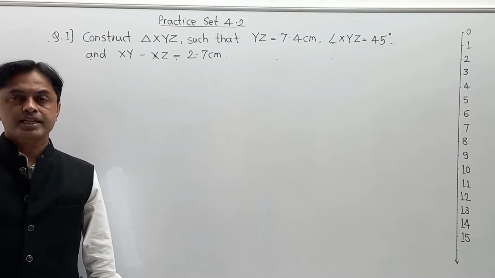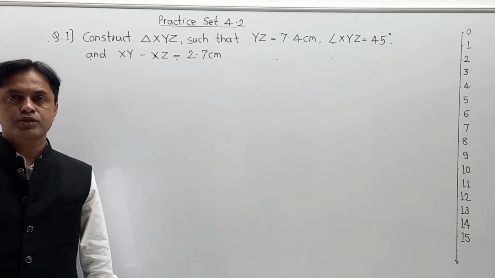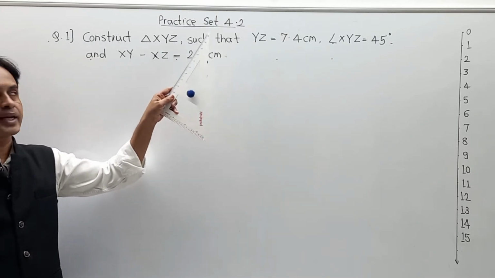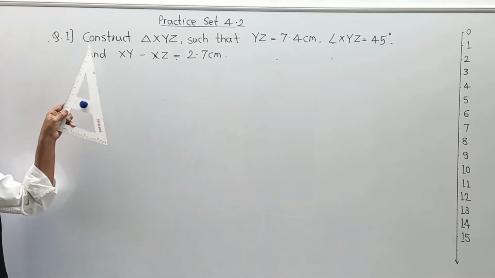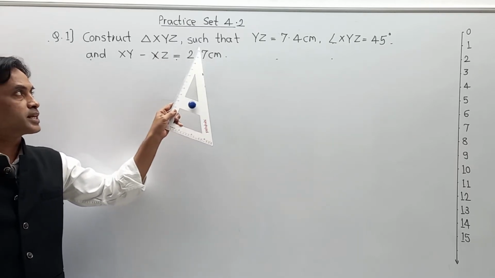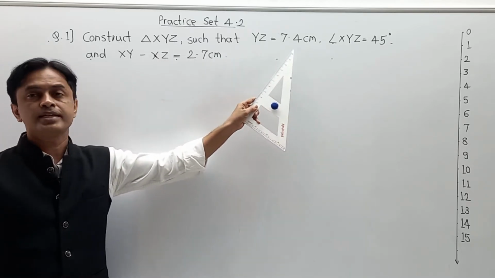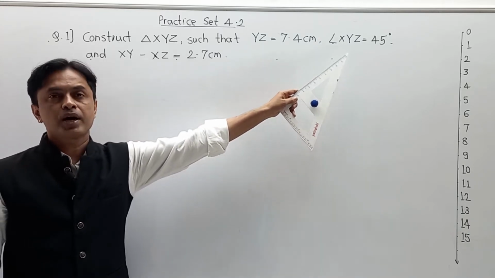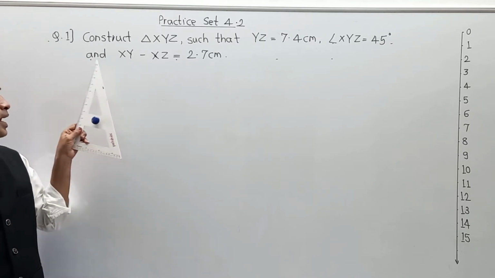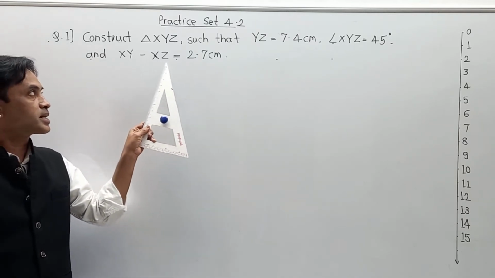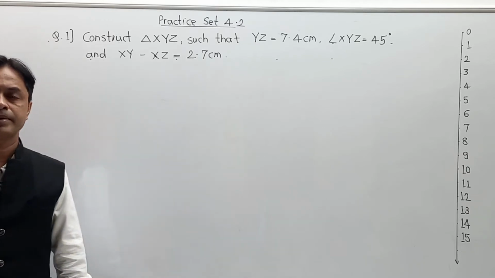After completing exercise 4.1, we are moving to exercise 4.2. In case of practice set 4.2, the first numerical is question number 1. Construct triangle XYZ such that YZ is 7.4 centimeter, angle XYZ is 45 degree, and XY minus XZ is equal to 2.7 centimeter.